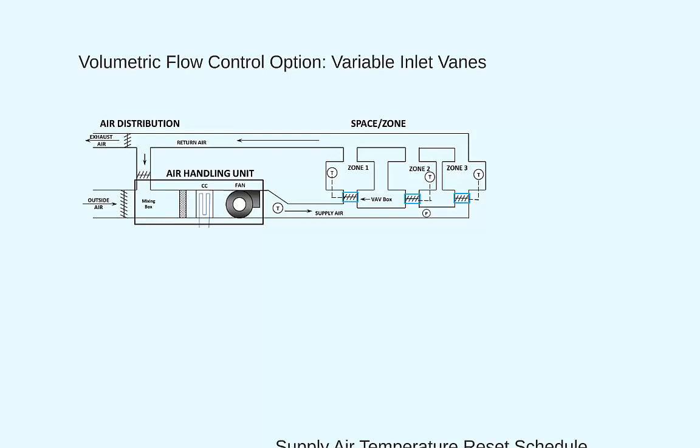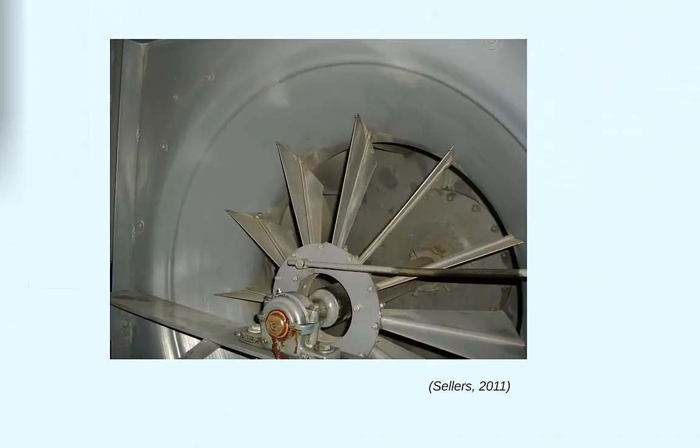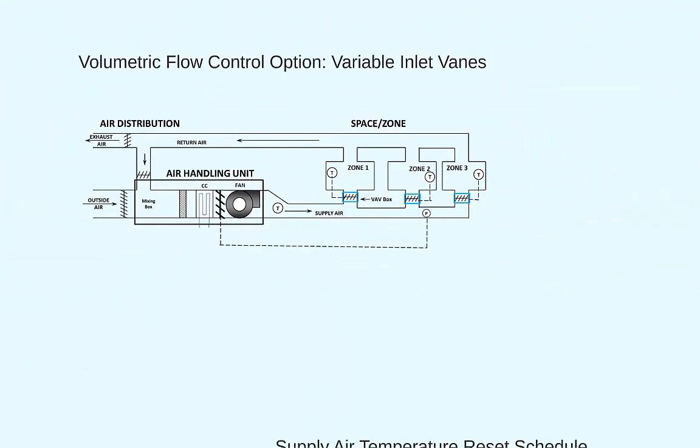But first, let's talk about an older technology that is at times still used to change the fan curve. We install these variable inlet vanes or inlet guide vanes on the suction side of the fan. These are basically dampers, as you can see here. They can be mounted in the ductwork just prior to the fan or internal to the fan itself, but they are always on the suction side of the fan. Here is how they work.